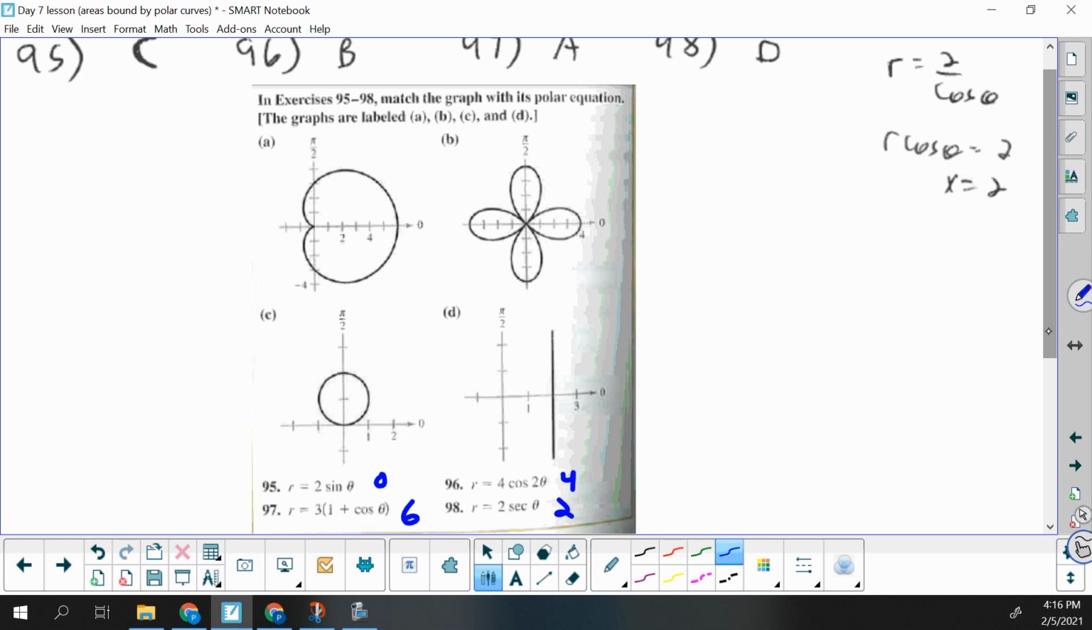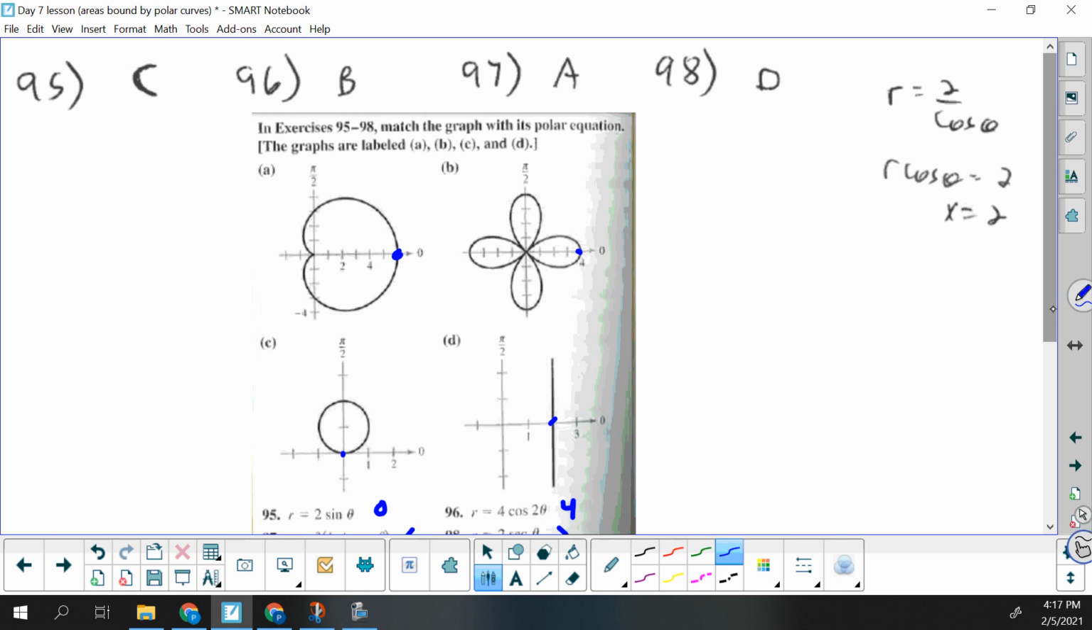So theta equals 0 should be when you're going right on the x-axis. Well, here's 0, comma 6. This one, there's nothing to the right, so that must be the 0, comma 0. Here's 0, comma 2, and there's 0, comma 4. So that's how you can differentiate between those three. So CB, AD.